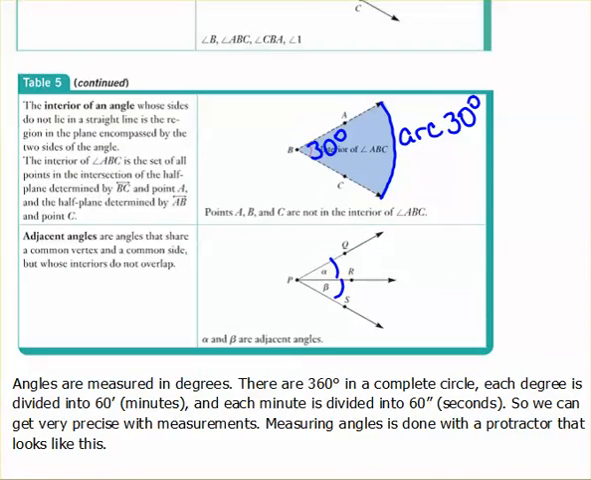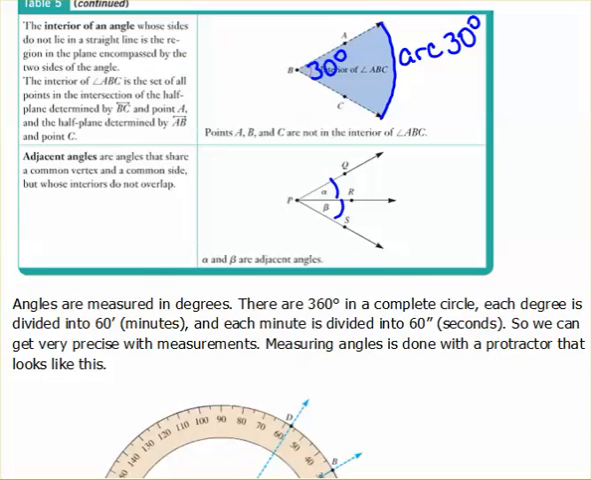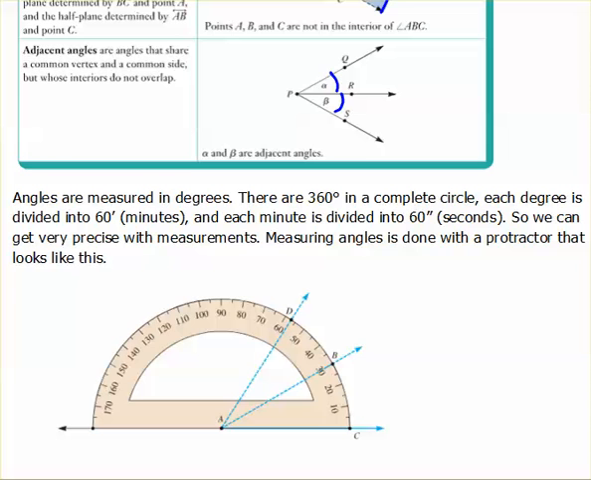Now, angles are measured in what we call degrees, like I said before, and you guys have probably seen this before. There are 360 degrees in a complete circle. Our protractor here has a measure of 180 degrees, so we can measure with that. But there are 360 degrees in a complete circle. Each degree is divided into 60 minutes, and each minute is divided into 60 seconds. So we can get really precise with our measurements if we want to.